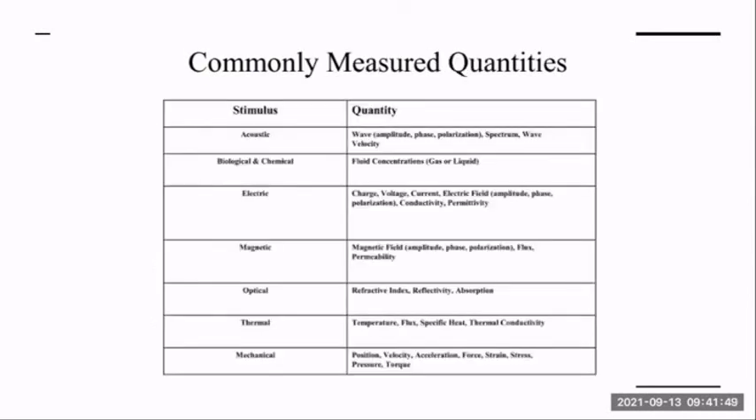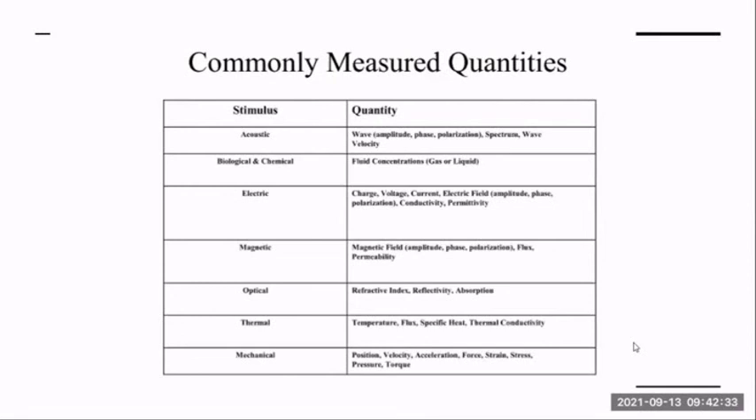Right. Commonly measured quantities. So we have acoustic stimulus and then quantity. So acoustic, we have wave, spectrum, wave velocity. We have biological and chemical, so the concentrations. Electric, so charge, voltage, current, electrical field, activity, permittivity. Right. Magnetic, so magnetic field, flux, permeability. Optical, so refractive index, reflectivity, absorption. Thermal, so temperature, flux, specific heat, thermal conductivity. Mechanical, position, velocity, acceleration, force, strain, stress, pressure, and torque. So these are the commonly measured quantities.